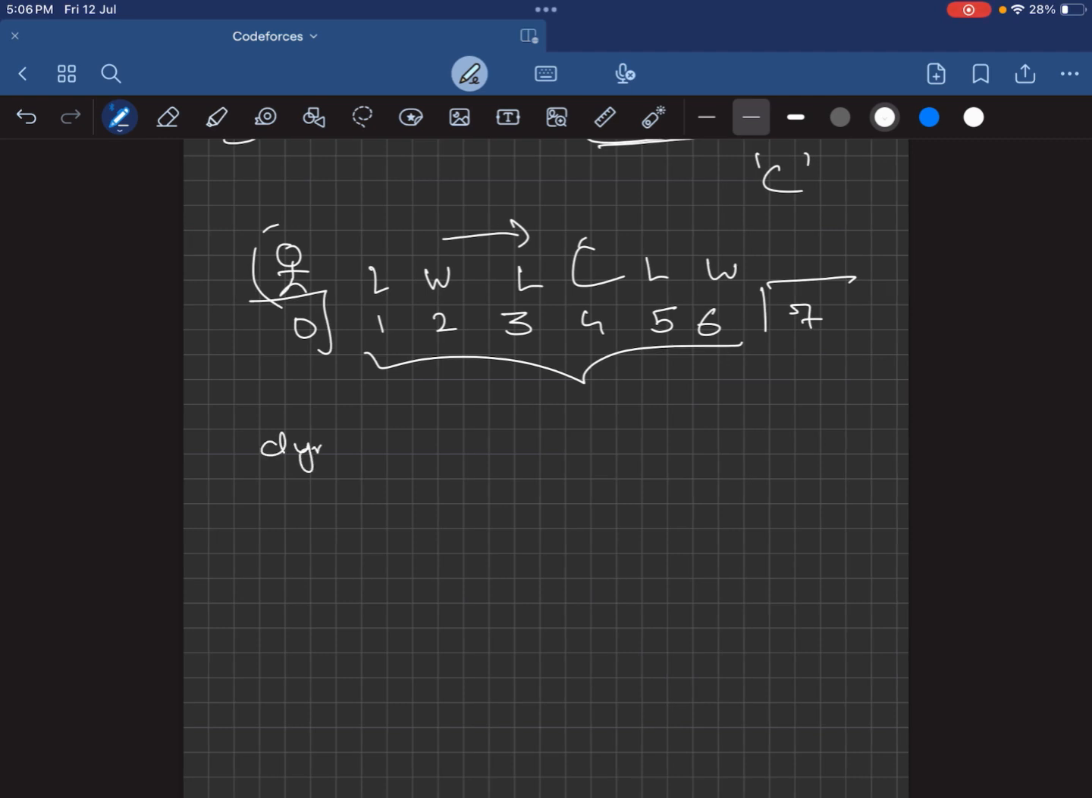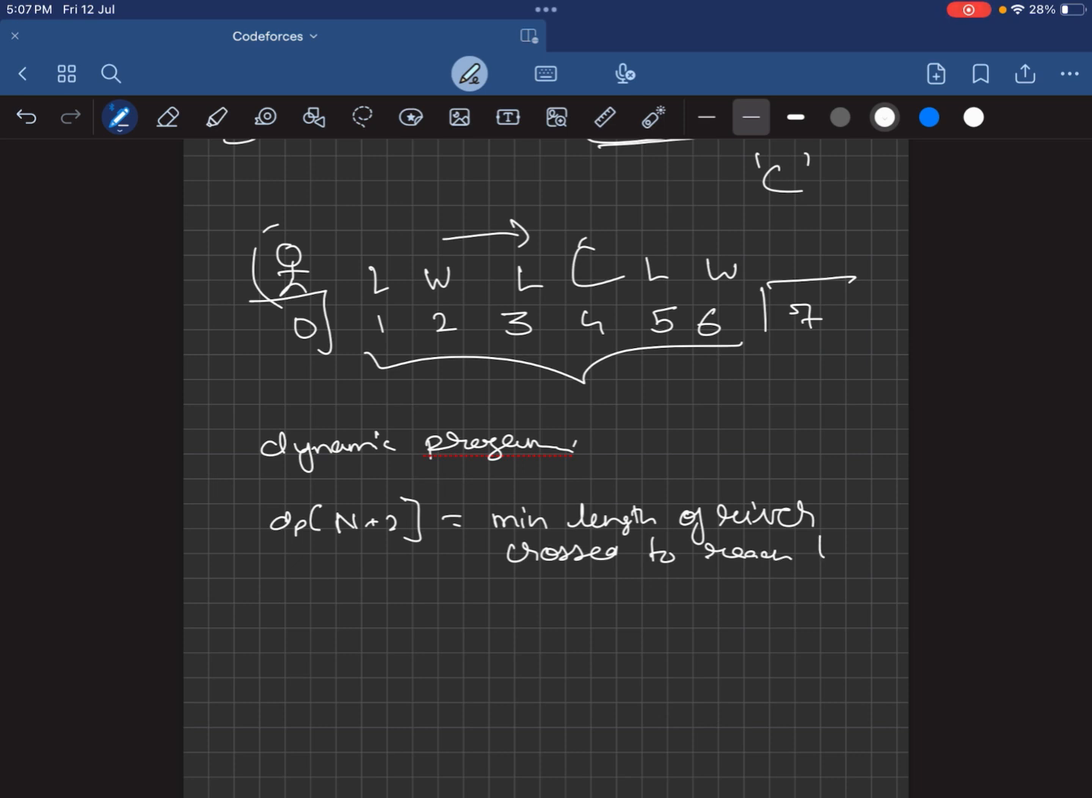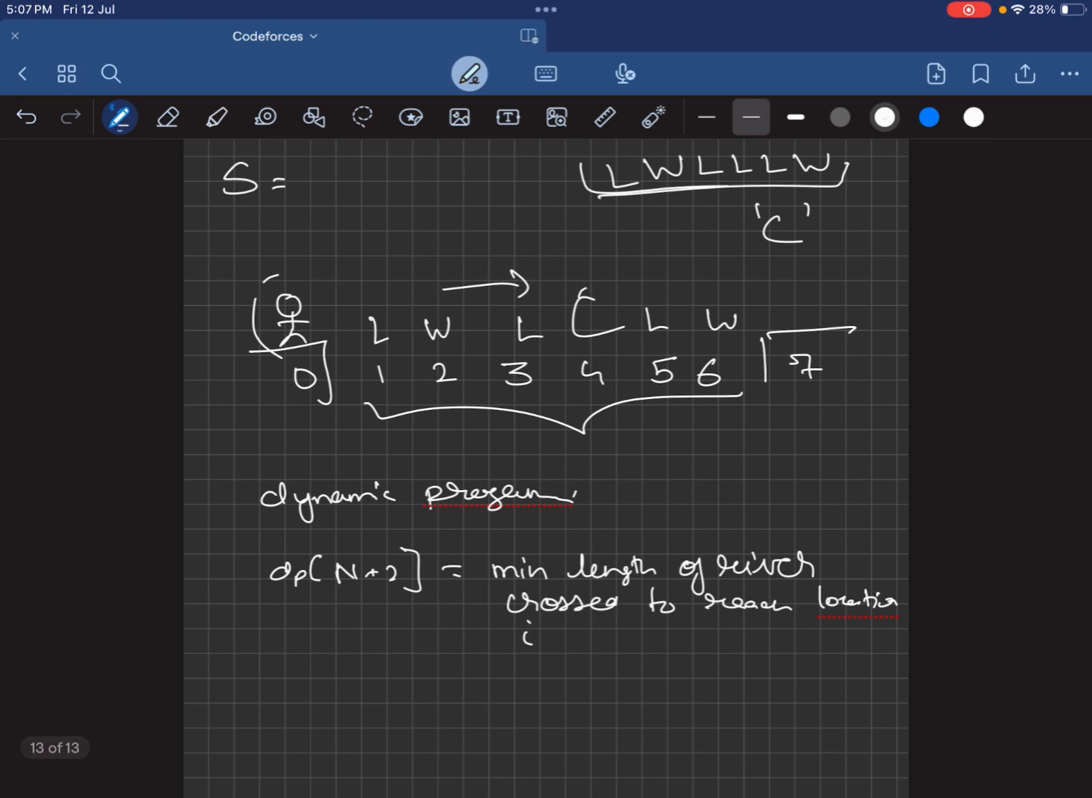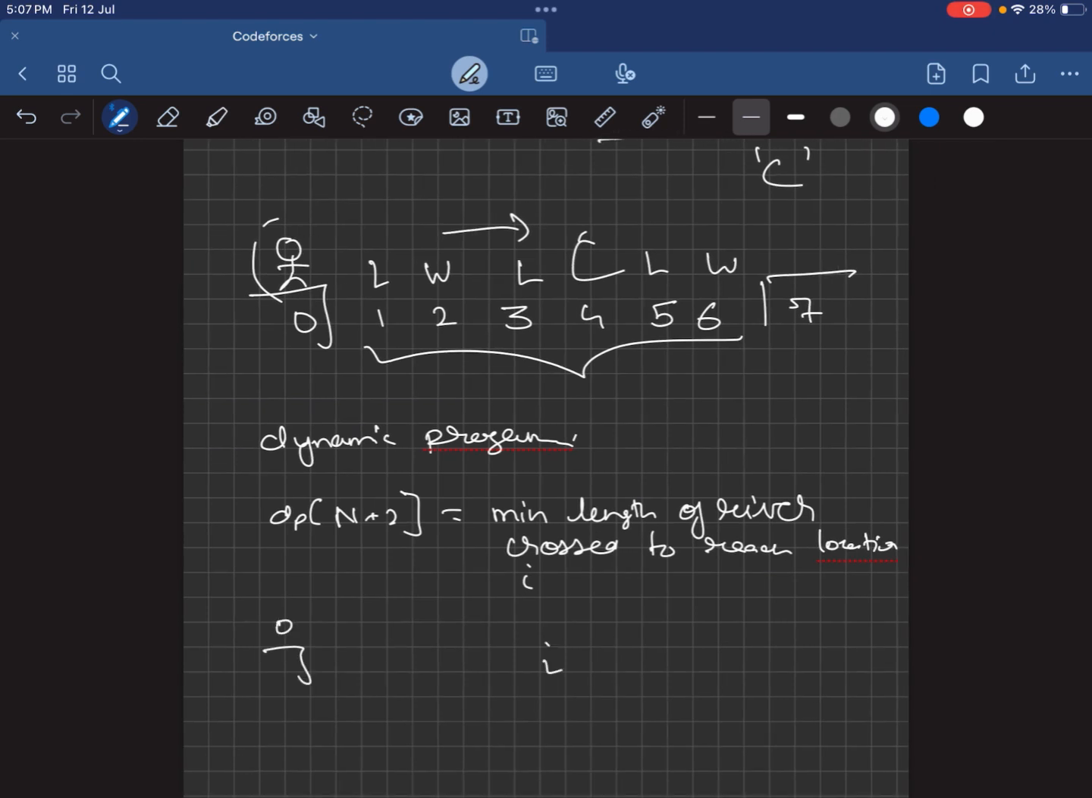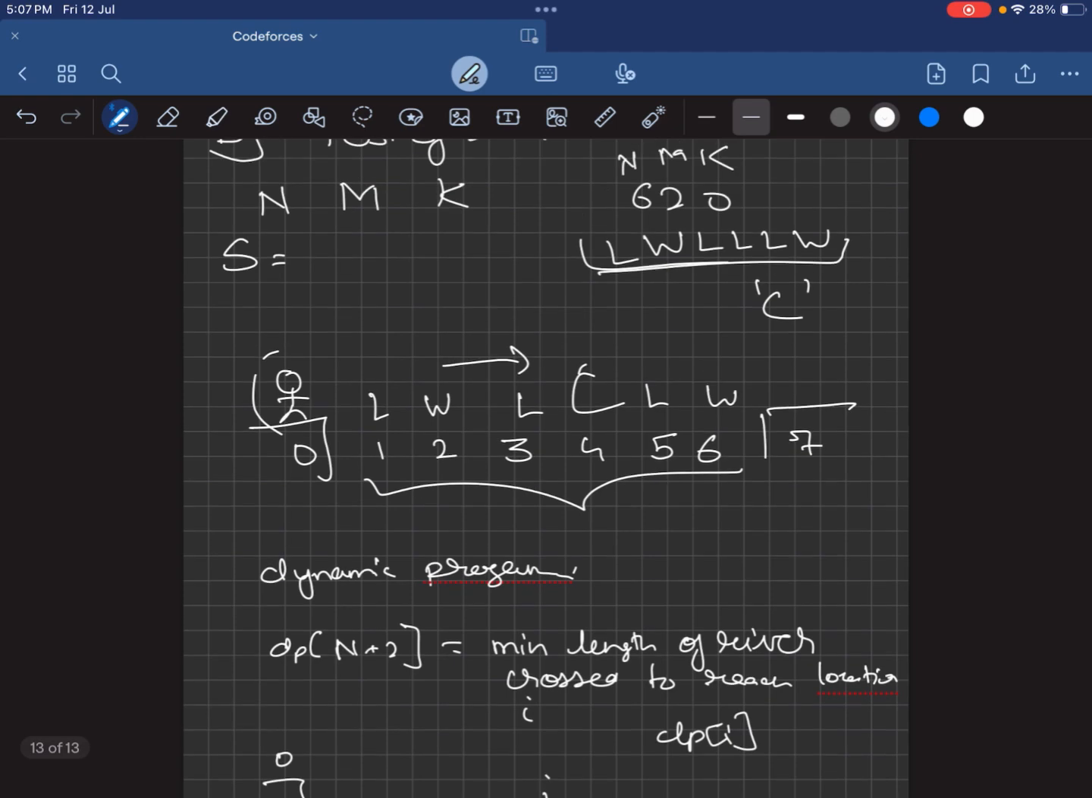So we'll solve this using dynamic programming. We'll make a dp array of length n plus 2, and dp of I will store the minimum length of river crossed to reach location I. Essentially, suppose I want to reach location I from 0, then dp of I will store the minimum length of river that you need to swim to reach I. Okay, let's go ahead.